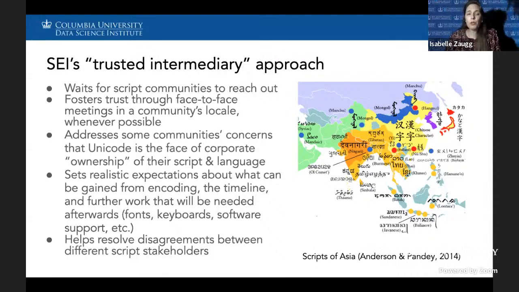SEI also helps to resolve disagreements between different script stakeholders at times. For example, sometimes a script might be used by two communities that may be separated by a national border, or there may be different kinds of stakeholders within a community who have different views on the rules of a script that may not be fully standardized.